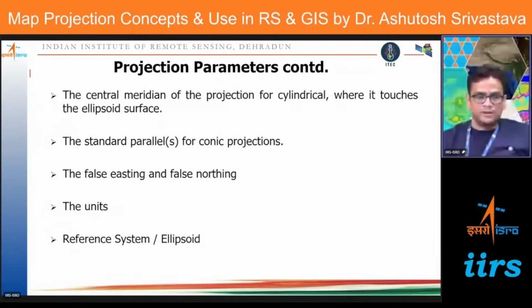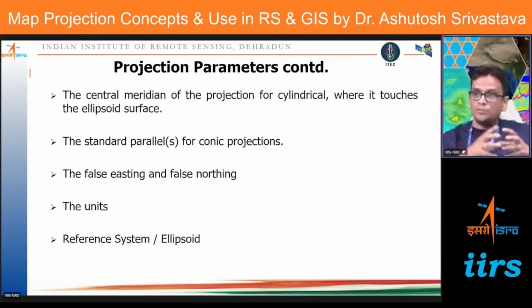So what are the parameters we need to define? Like the central meridian of the projection for a cylinder. The standard parallels, where they touch, as I told you, in the secant case and tangent case, there will be one or two standard parallels respectively. The false easting and false northing is another concept which we define in projections. The units, whether we are defining meter or degree, and after this the reference ellipsoid.